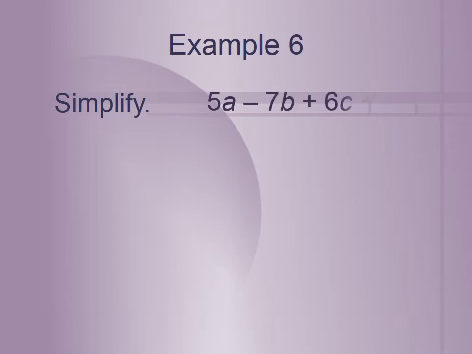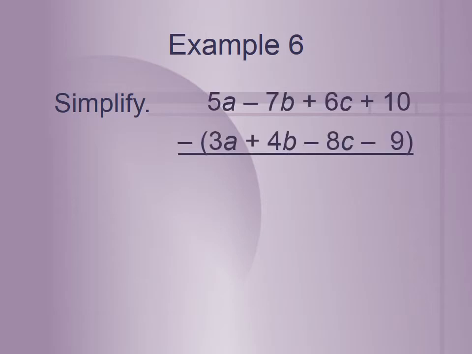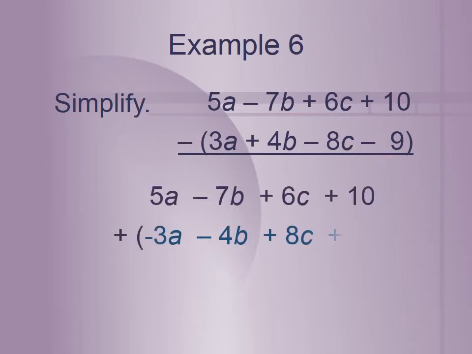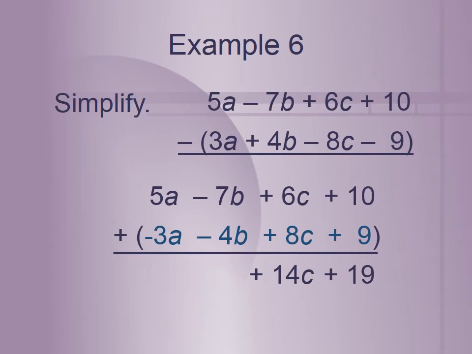Make sure that we simplify. We have 5a minus 7b plus 6c plus 10 minus 3a plus 4b minus 8c minus 9. Remember, we need to distribute this negative. And when we do that, we get plus negative 3a minus 4b plus 8c plus 9. So 10 plus 9 is 19, 6c plus 8c is 14c, negative 7b minus 4b is negative 11b, and then 5a minus 3a is 2a.